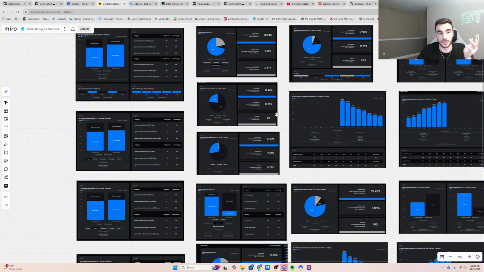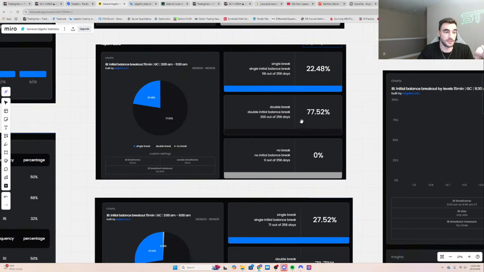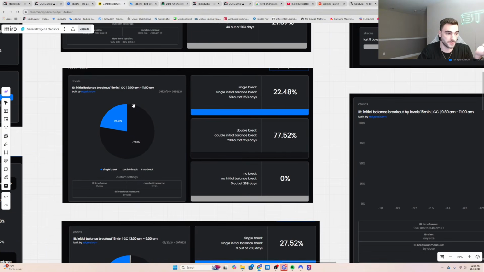Now I'm going to get into the stats side. So I have this specific stat pulled for GC. This is going to be the first 15 minutes of London session, 3 a.m. to 3:15 a.m. There's going to be a high and a low set. From 3 a.m. to 11 a.m., there is a 77.5% chance of a double break. What does that mean? The high will break and the low will break between 3 and 11 a.m.